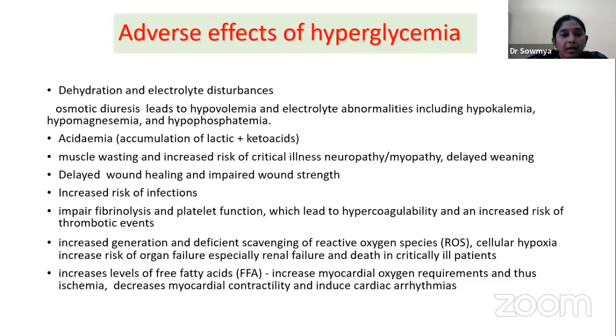Because of this osmotic diuresis, there is hypovolemia and perfusion is less, causing a lactate increase, so causing lactic acidosis as well as ketosis accumulation in the body. There will be muscle wasting, and because of the muscle wasting, it increases the risk of critical illness neuropathy or myopathy. If the patient is on a ventilator, it causes delayed weaning. It also causes delayed wound healing and impaired wound strength, especially in surgical patients, and increases the risk of infections.